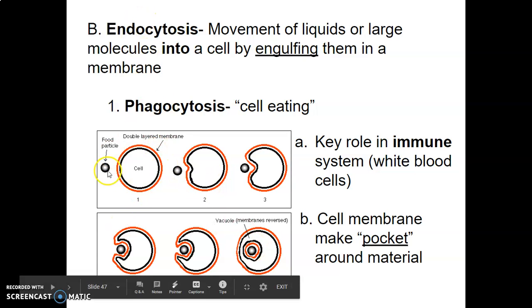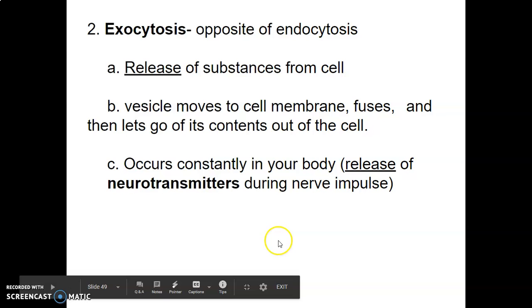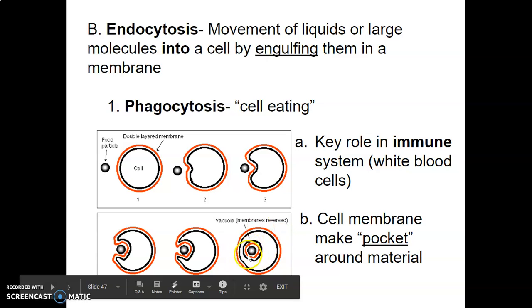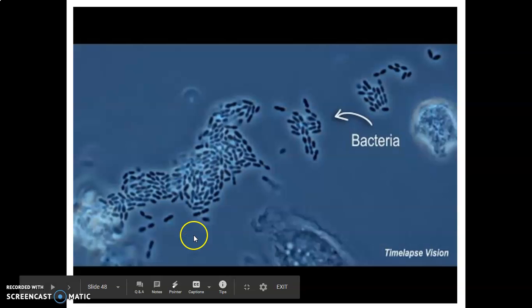So endocytosis is how it moves into it. Exo is the opposite. It's how it releases. It's how it goes back. So you would think of it starting right here. It forms this vesicle around it. It moves it to the edge of the cell. It attaches to the edge of the cell membrane, and then it releases it out.